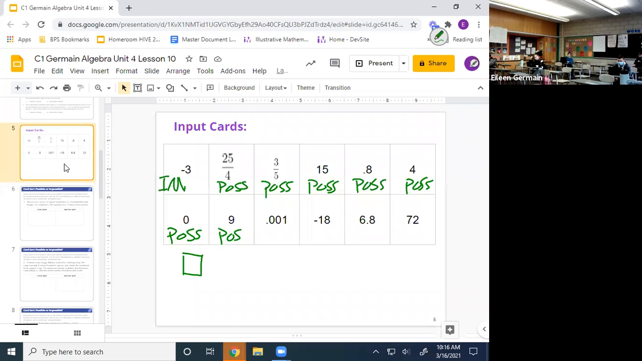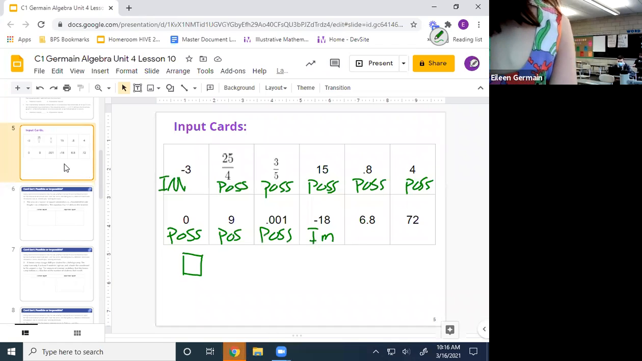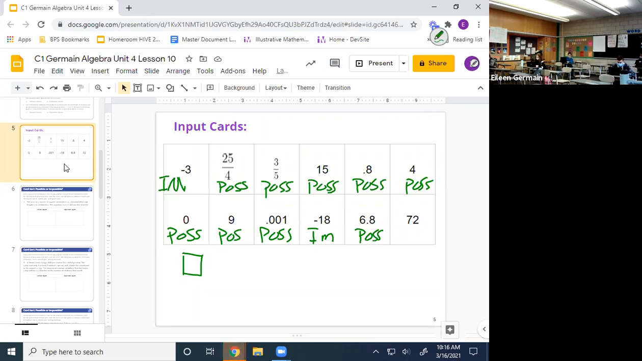Yes, very good. What about -18? Very good. What about 6.8? Yes, possible. What about 72? Yes, nice job. So do you get a handle of what we're doing here?